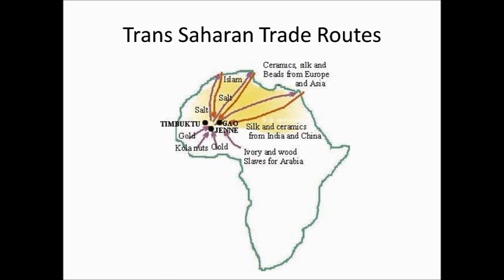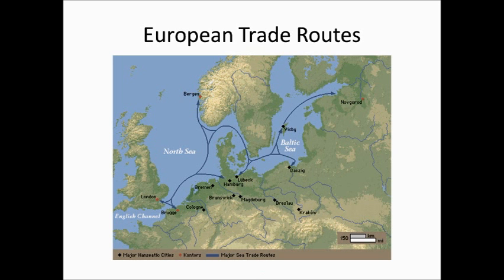The trans-Saharan routes, in other words, across, trans means across, and Saharan, the Sahara Desert. Mainly to the three kingdoms that we're going to talk about when we get to Africa, which are Ghana, Songhai, and Mali. They needed salt because it was a dry, arid climate, and they had gold, so they traded that. Other things, including later on slaves, silk, or ceramics, are going to be very big items traded across the trans-Saharan routes. And the European trade routes.